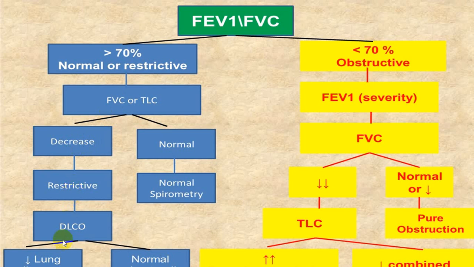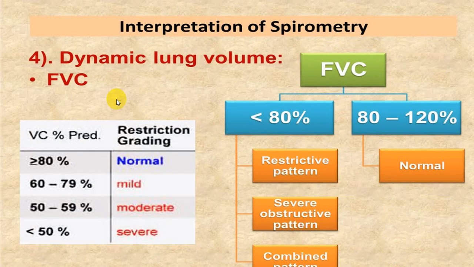And if you want to differentiate between a lung disease and normal chest wall, you have to do DLCO. And DLCO, if it is reduced, it is more in favor of lung disease. If it is normal, it is more in favor of a chest wall disease. And if FVC is normal, then if ratio is more than 70, normal FVC with normal FEV1 to FVC ratio, it is normal spirometry. This is the most simple way you can go through.